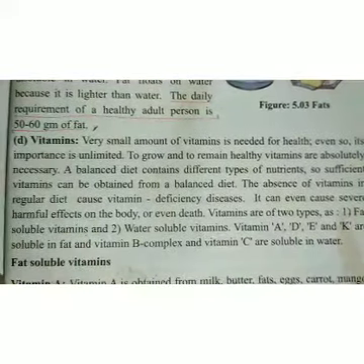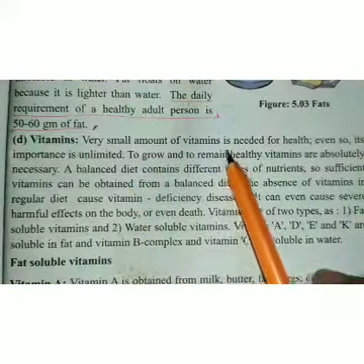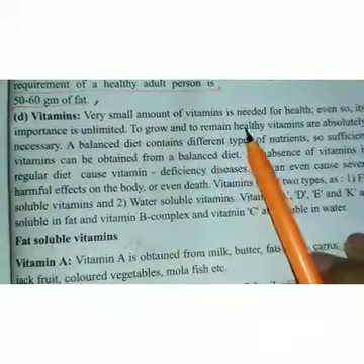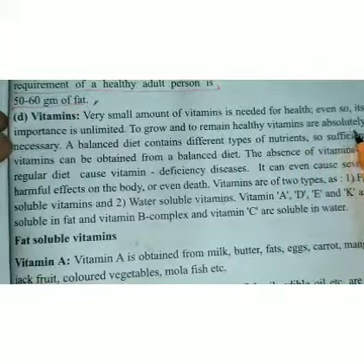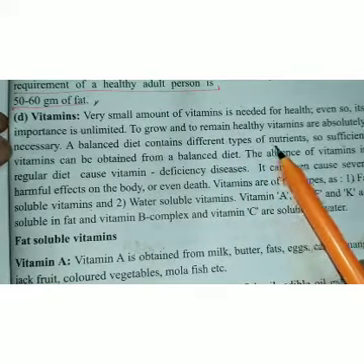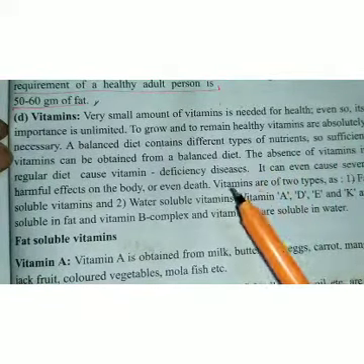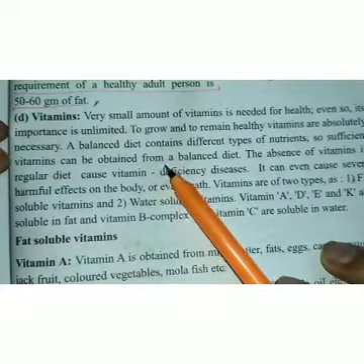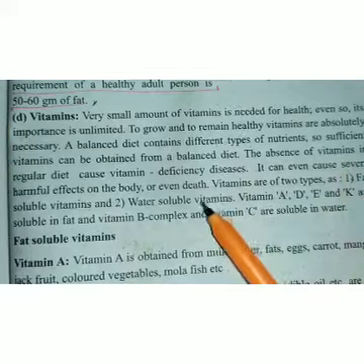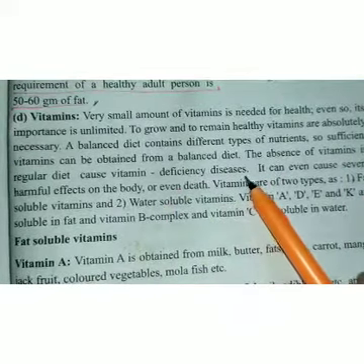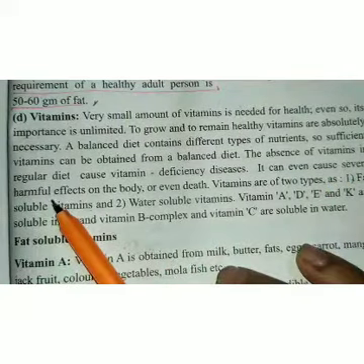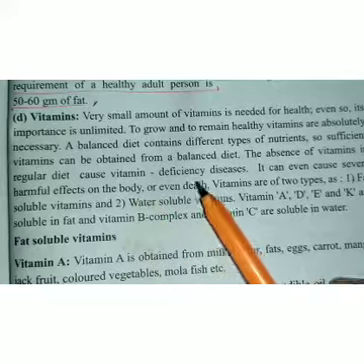Then the next part, vitamin. A very small amount of vitamin is needed for health. To grow and to remain healthy, vitamins are absolutely necessary. A balanced diet contains different types of nutrients, so sufficient vitamins can be obtained from a balanced diet. The absence of vitamins in the regular diet causes vitamin deficiency disease. It can even cause several harmful effects on the body or even death.